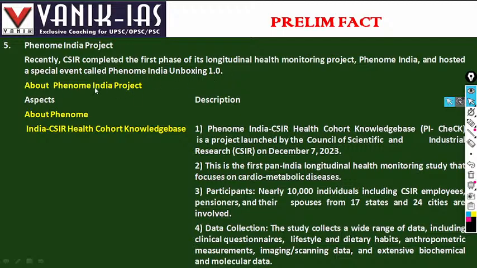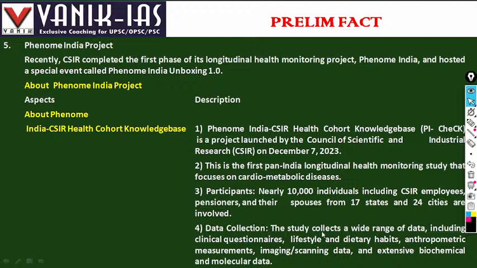About this project, a description that I share: Phenome India CSIR Health Cohort Knowledge is a project launched by the CSIR on December 7, 2023. This is the first pan-India longitudinal health monitoring study that focuses on cardiometabolic diseases. Participants: nearly 10,000 individuals, including CSIR employees, pensioners, and their spouses from 17 states and 25 cities, are involved.